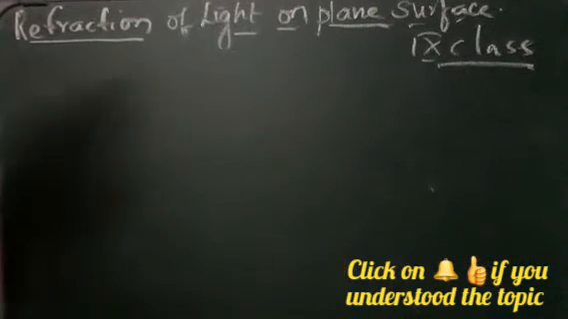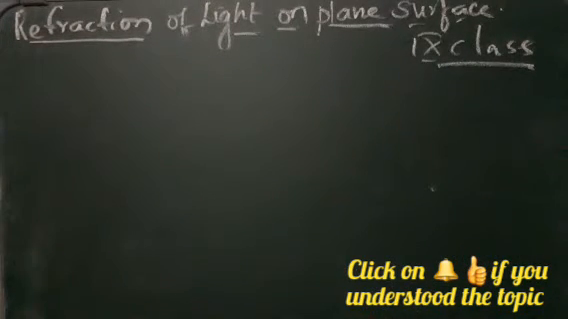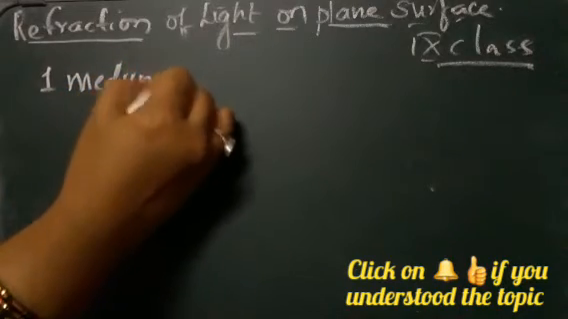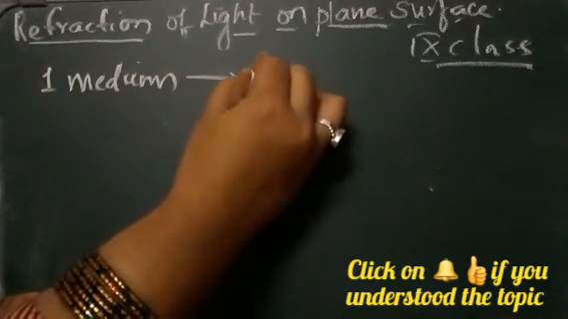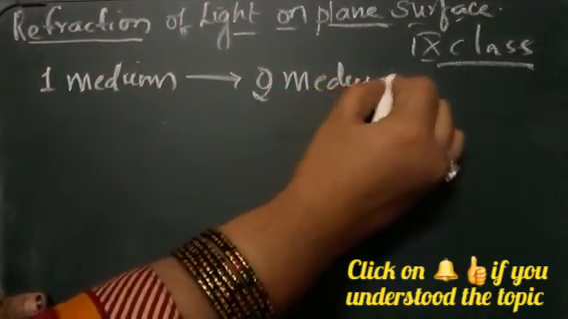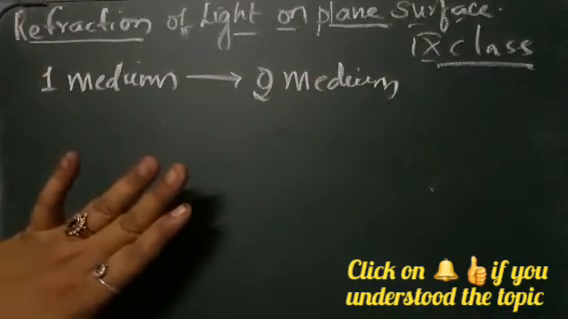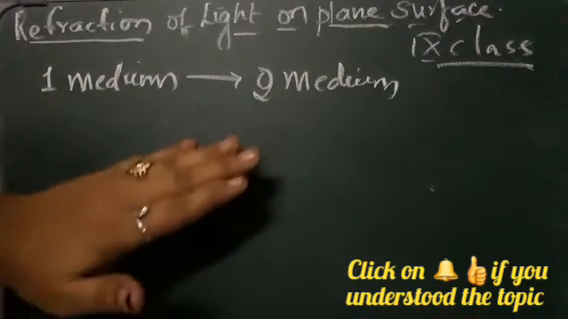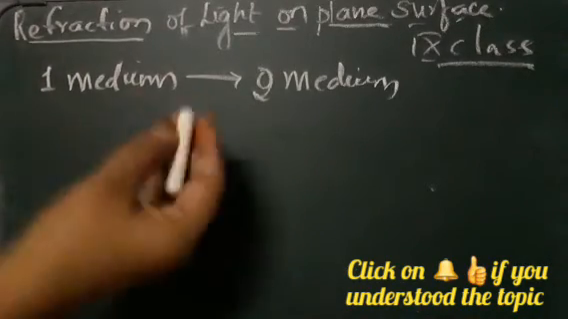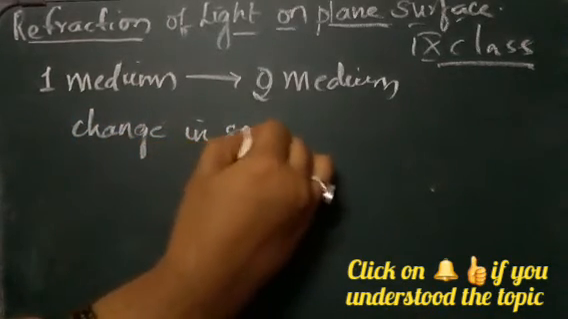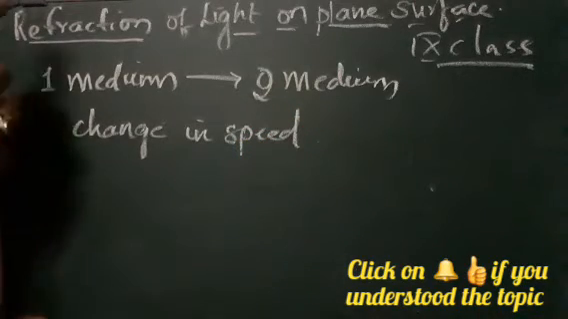So from the previous experiment, we have learned that the light changes its path when it is moving from one medium to another medium. Why does it change its path? Because there is a change in the speed. When there is a change in the speed, this causes the bending of the rays. Bending of the ray.